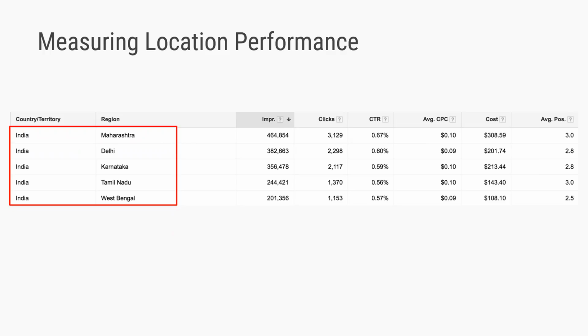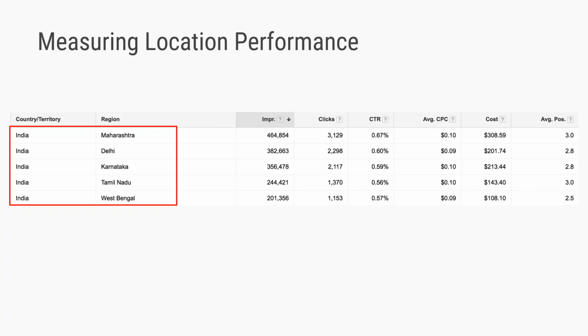Location performance is all about checking where most of your users are coming from. This is just an example from one of the campaigns targeting India. Here you will see that there are a lot of regions which I have not included, but among all the regions, the first region, which is Maharashtra, has the highest click-through rate.